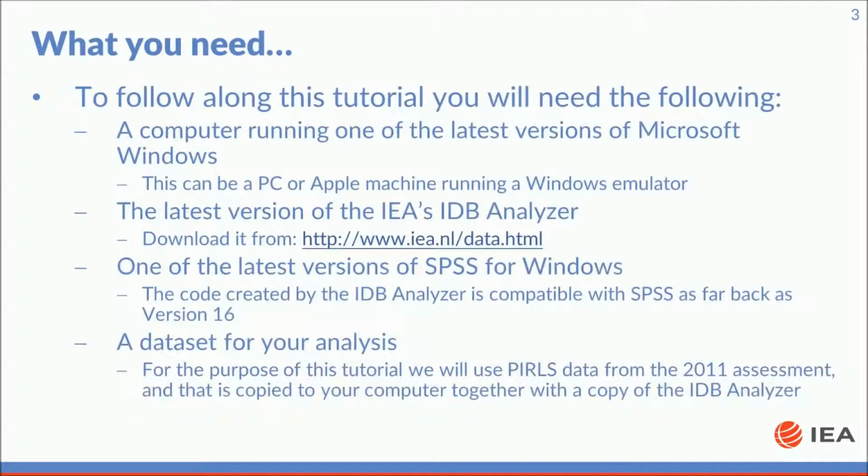To follow along this tutorial, you will need the following: a computer running one of the latest versions of Microsoft Windows. This can be a PC or Apple machine running a Windows emulator. The latest version of the IDB Analyzer, which can be downloaded from the IEA website. One of the latest versions of SPSS for Windows, and a dataset for your analysis. For the purpose of this tutorial, we will use PIRLS data from the 2011 assessment, and that was copied to your computer together with your copy of the IDB Analyzer.